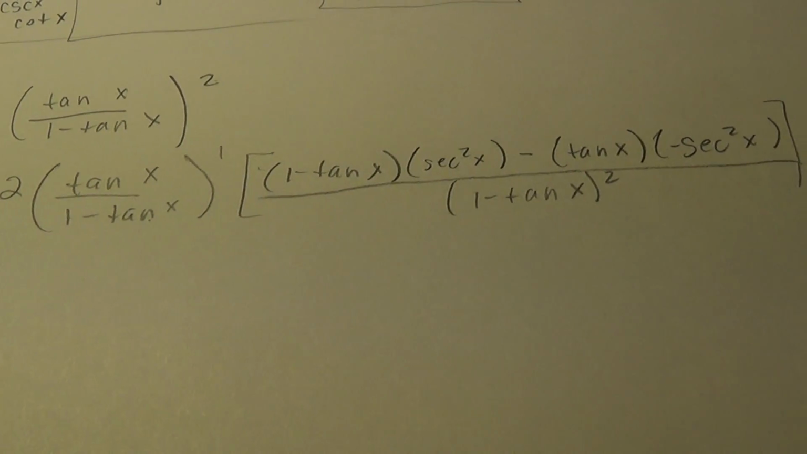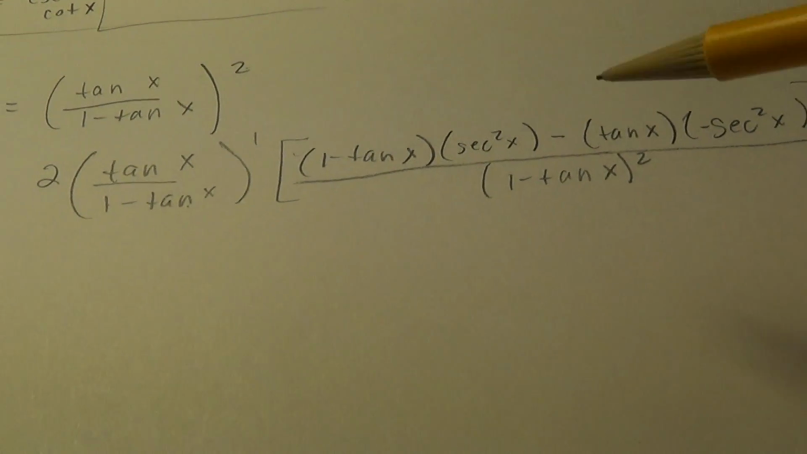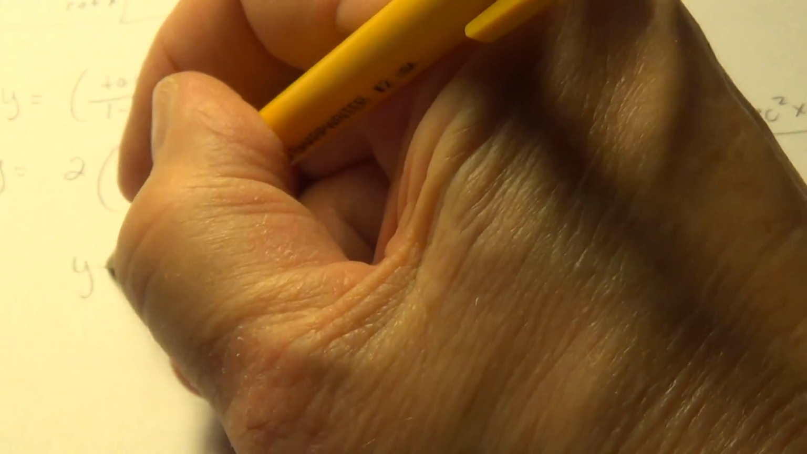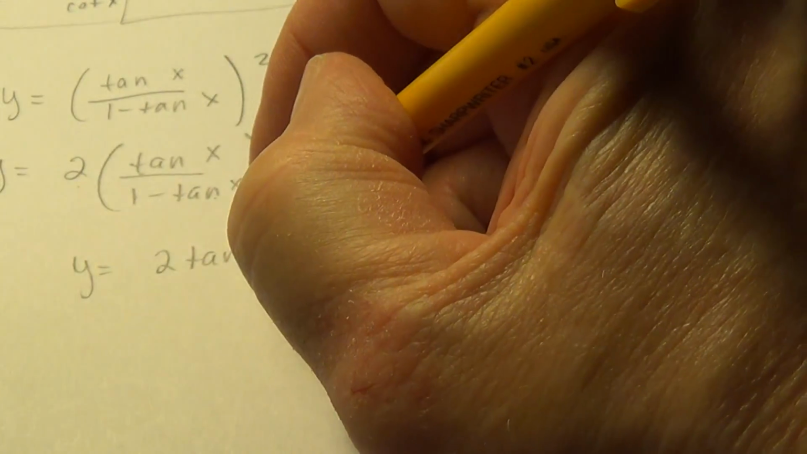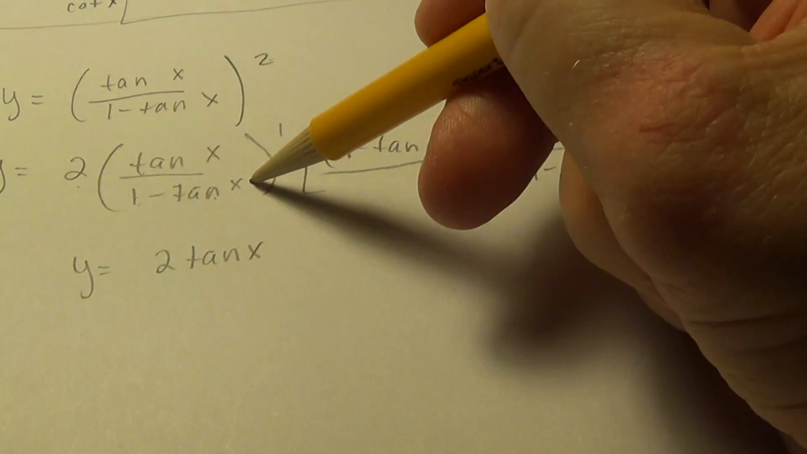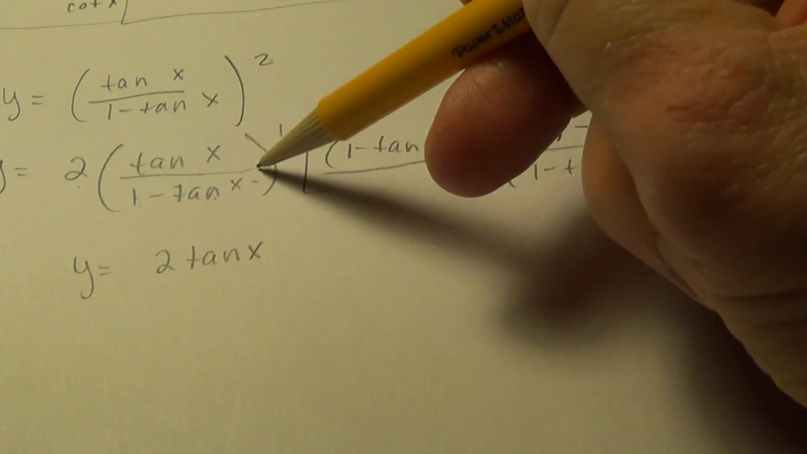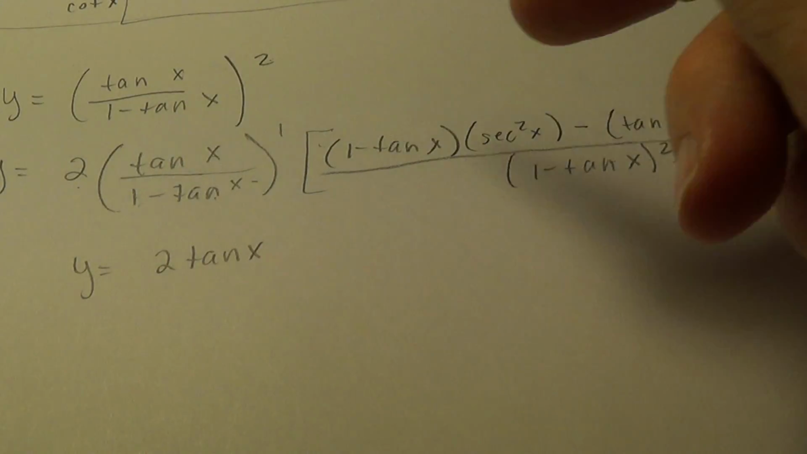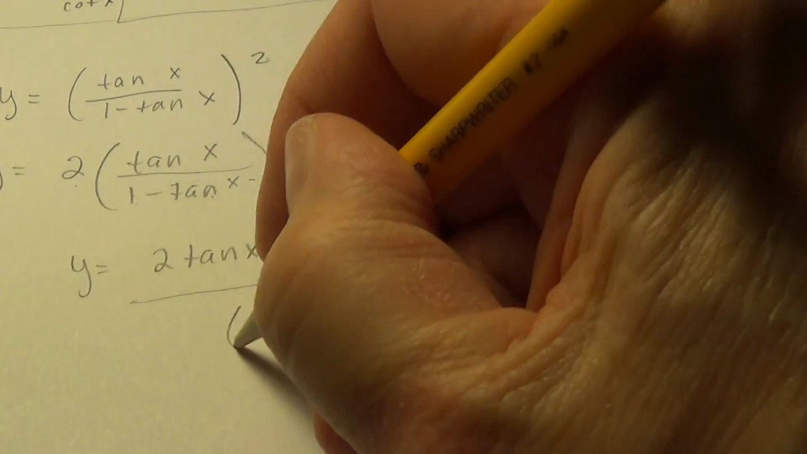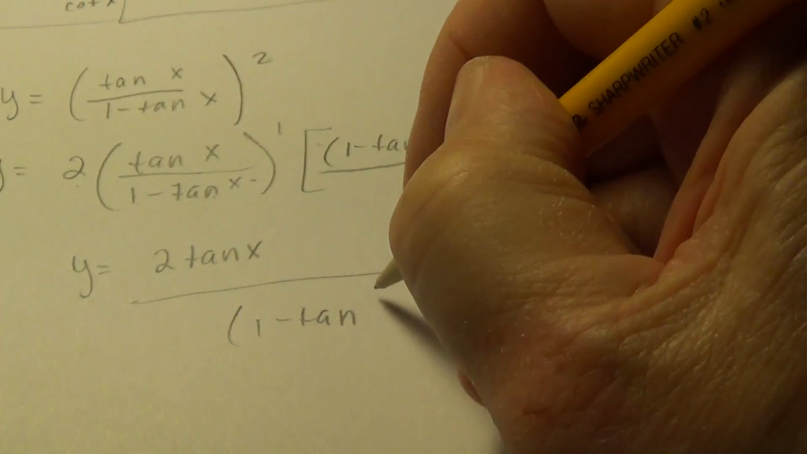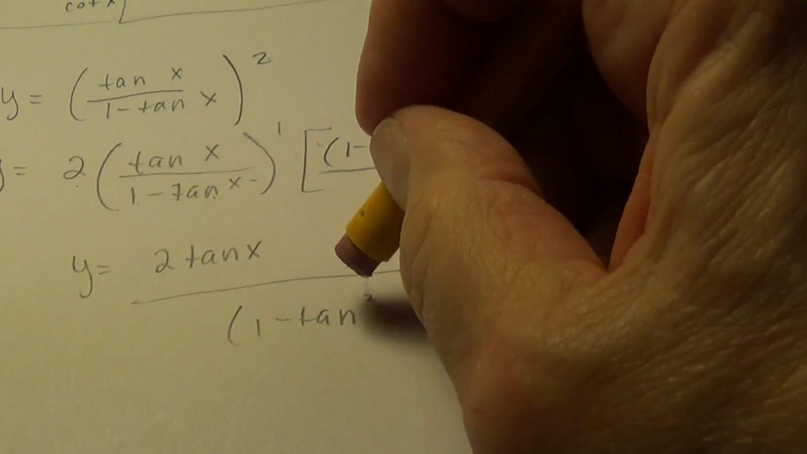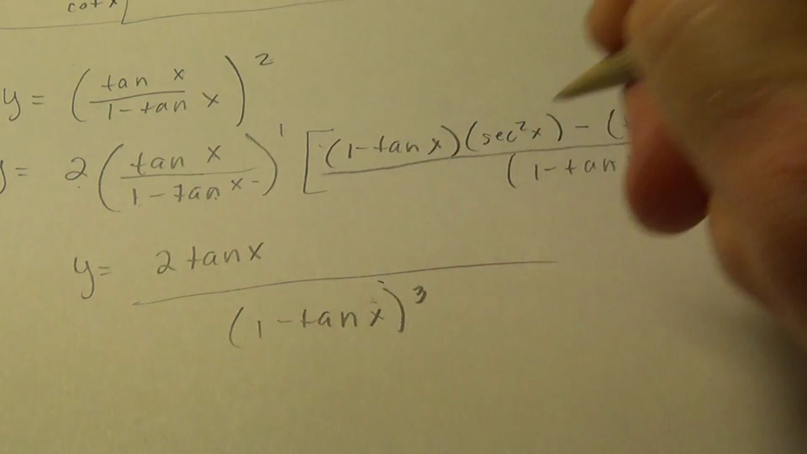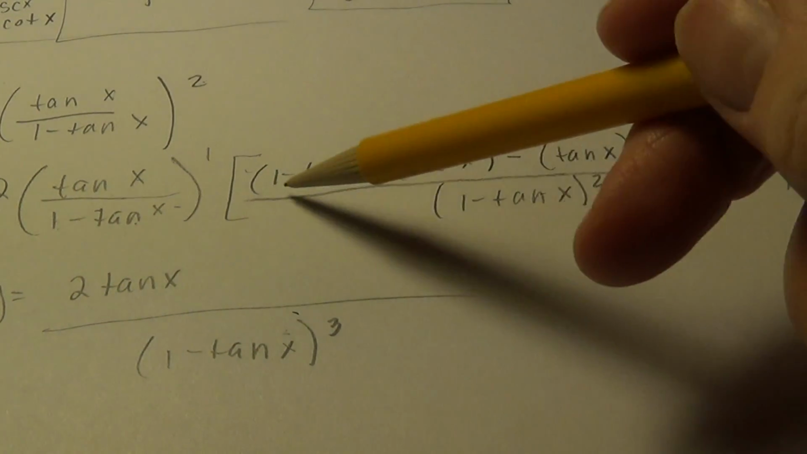Let's see if you can clean it up. I'm just going to pull out the 2 and the tangent x, and I see this 1 minus tan x on the denominator here and 1 minus tangent x squared. I'm going to combine those in the denominator. Tangent x cubed.